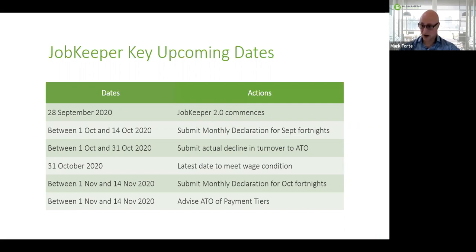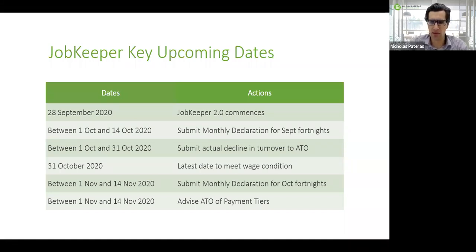It may be best to hold back, wait till you're 100% certain that you do qualify for JobKeeper number 2, then meet that wage condition and pay that JobKeeper payment by the 31st of October. Yeah, because there are a few steps involved, aren't there, Mark?